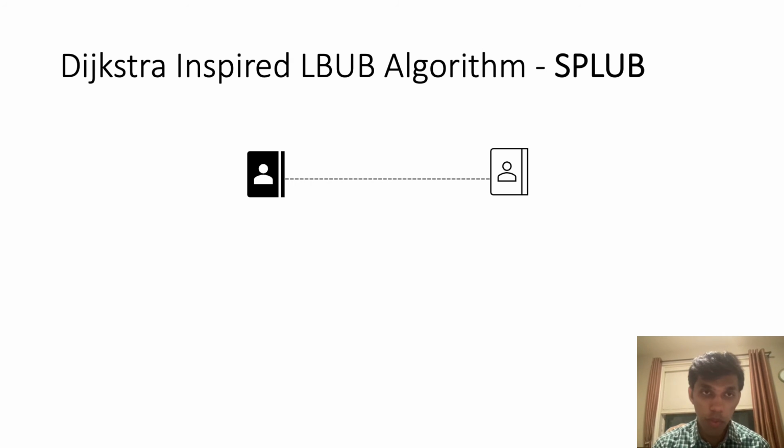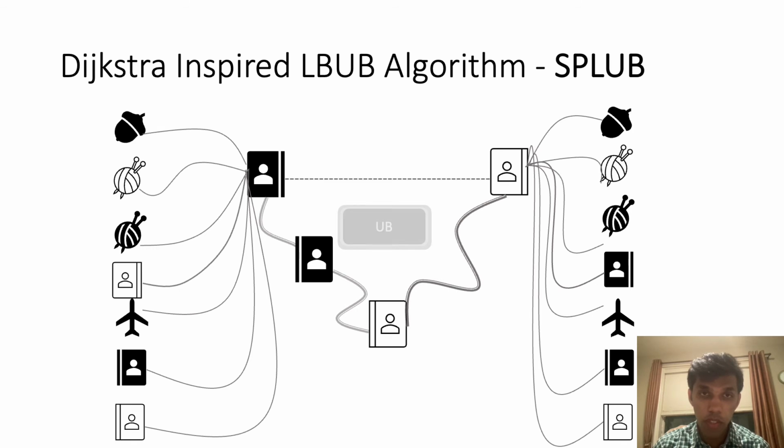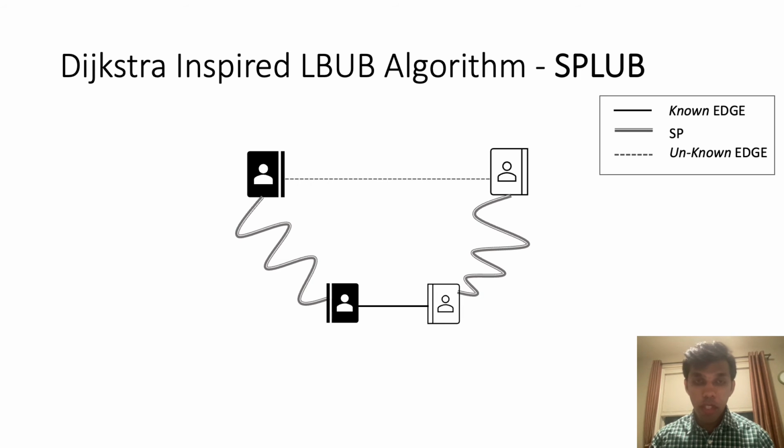So what do we do? We try to find the shortest path from this contact card to all the objects in the graph, from both end points of this contact card, as you can see. Now the upper bound is simply the shortest path between these two contact cards. The lower bound, on the other hand, is very hard to compute.